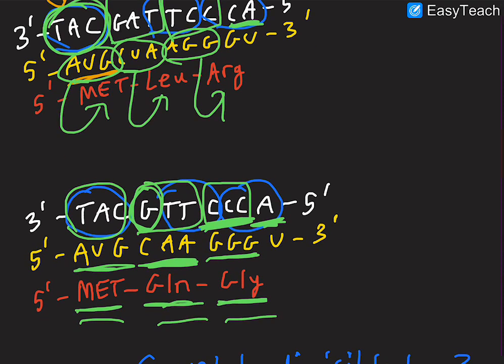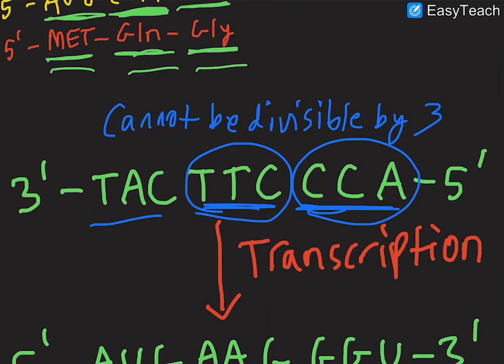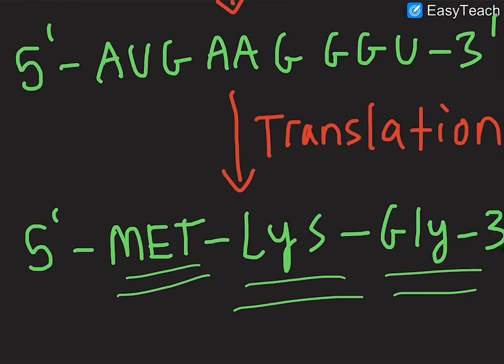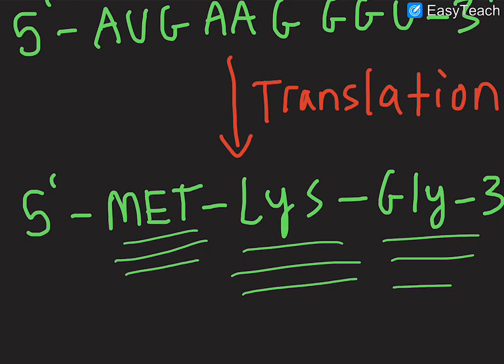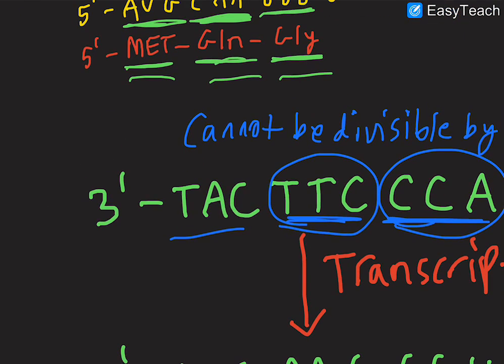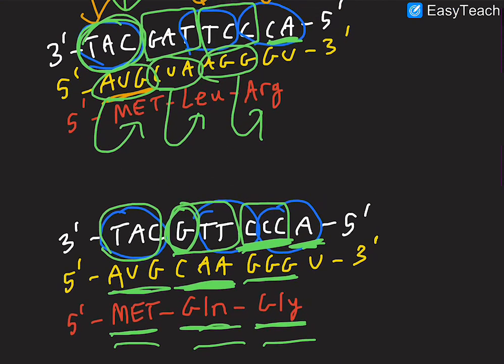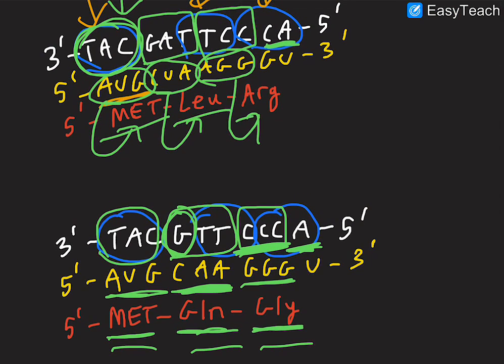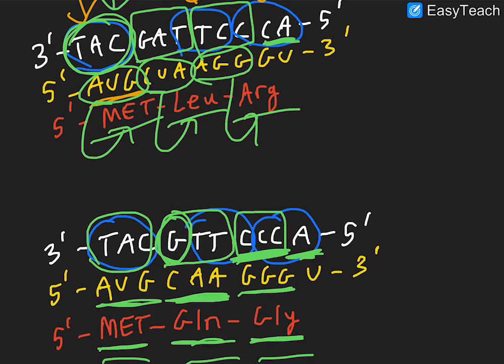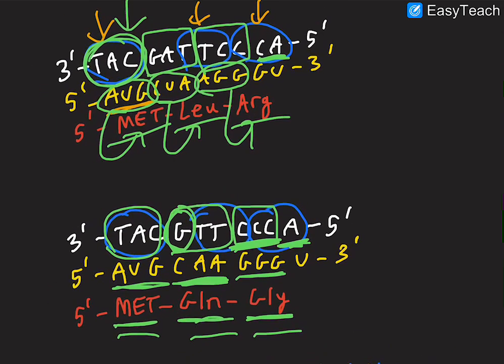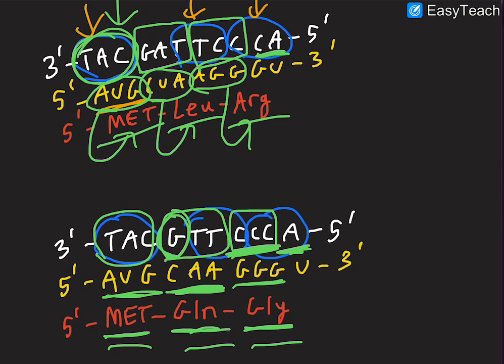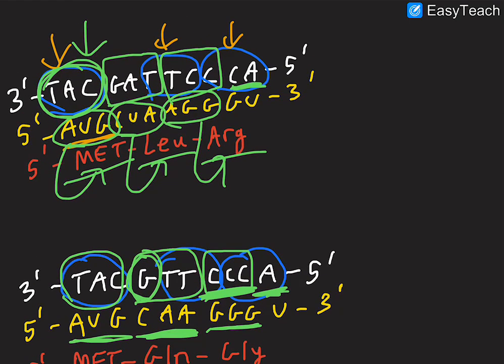So that's way different. Look at our original strand. What did it code for? Methionine, lysine, and glycine. Now we have methionine, leucine, and arginine. So that's way different. That's why a frameshift mutation can cause huge changes in your overall protein sequence. So that's basically what a frameshift mutation is.